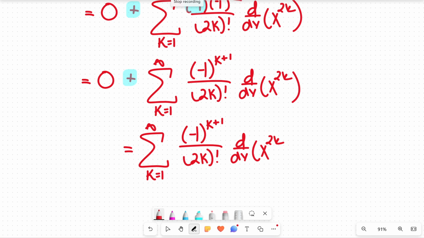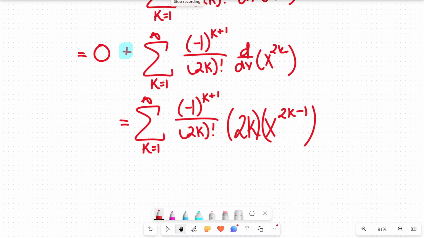Now when I go to actually find the derivative of x squared to the k power, I know that I'm going to bring my 2k down, multiply by x, and then my new exponent is going to be 2 times k minus 1. So I have my 2k and then x to the 2k minus 1. Now I want to simplify this as much as I possibly can.